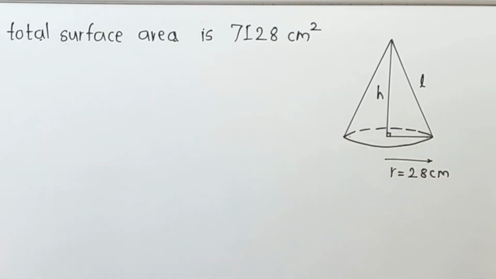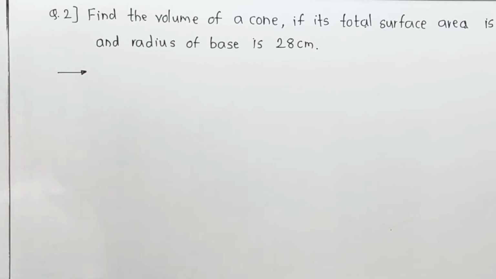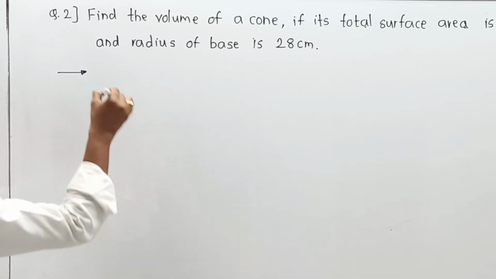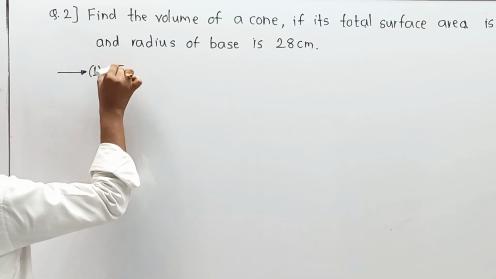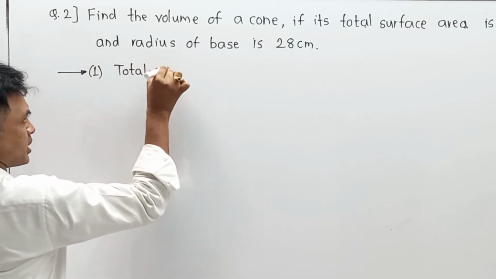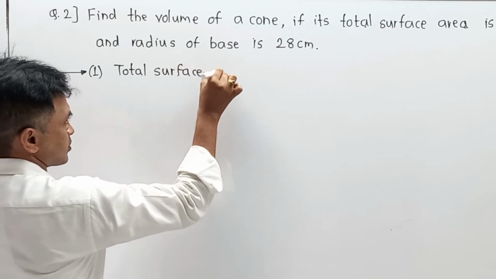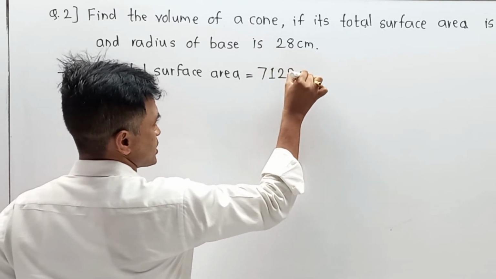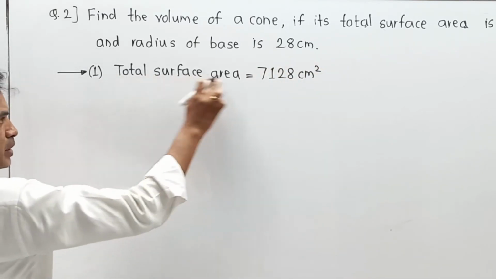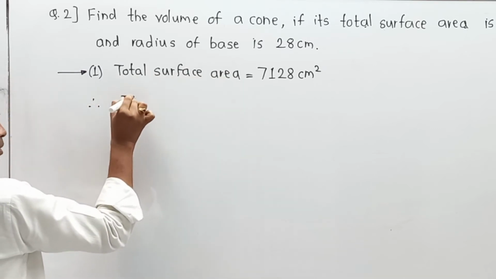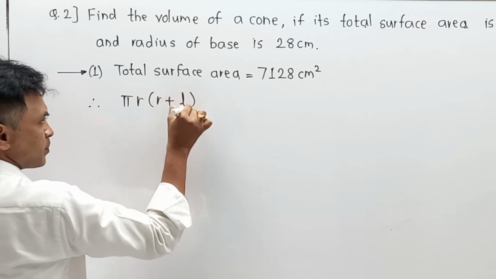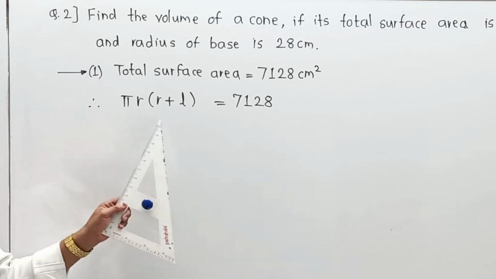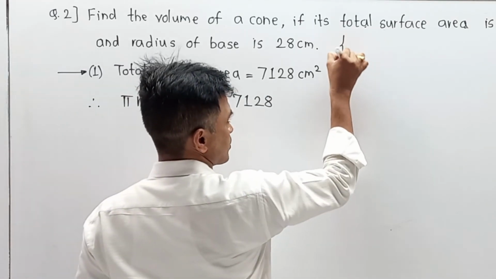So, starting that part over here, one by one, try to understand this part. They have given us the total surface area, and this value they have given is 7128 square centimeter. Now, what is meant by the total surface area of a cone? It's nothing but pi r into bracket r plus L, which is equal to 7128 square centimeter.